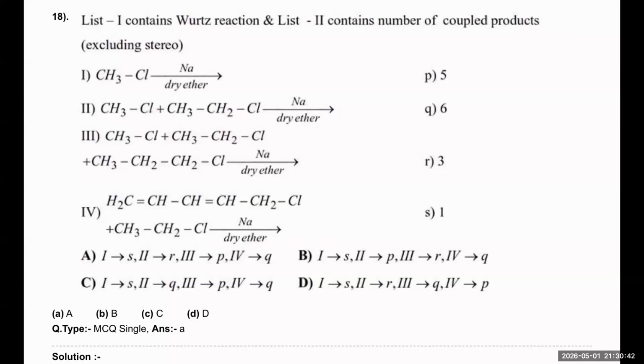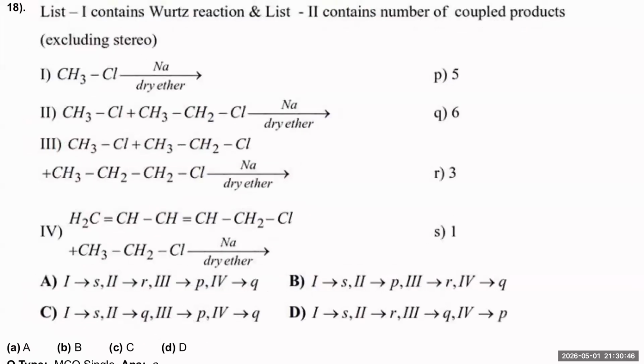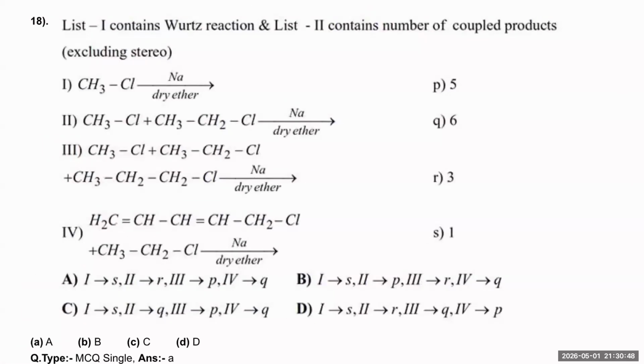Number of coupled products. Well, this one is an interesting case. This we could discuss. First case, you'll get only one coupled product, that is ethane. Second case, you can have three different products: one is ethane, the other one is propane, and the other one is butane. Third case, we have one, two, three.